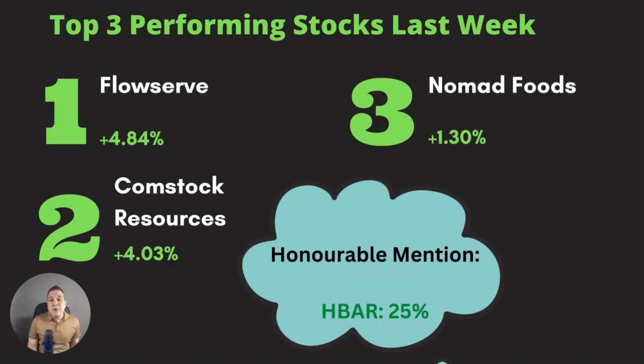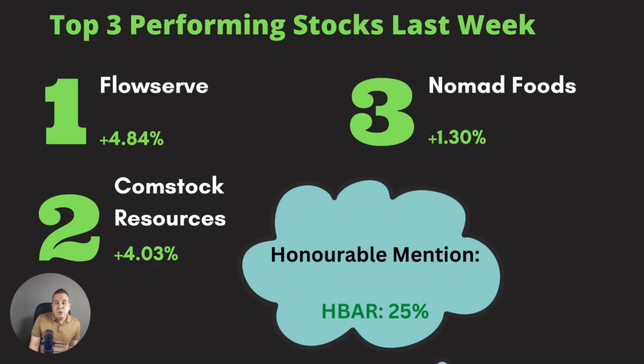So our top 3 performing stocks last week, and there's nothing really to write home about too much: the top performing stock in our portfolio last week was Flowserve, and that was up about 4.84%. The second best performing stock in our portfolio last week was Comstock Resources.